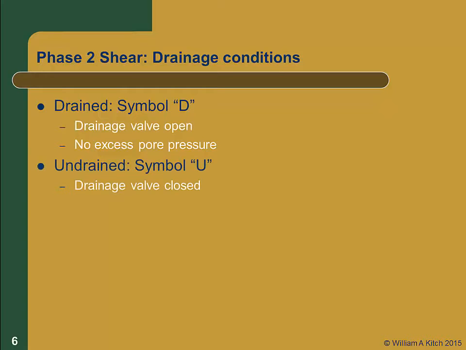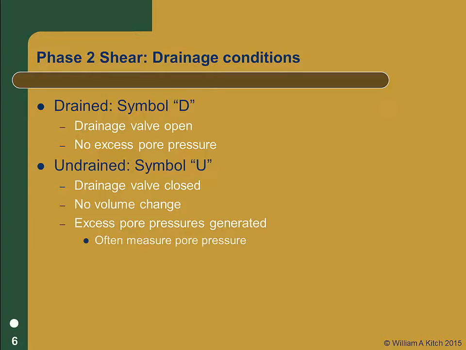If we close the drainage valve during the shear phase, we have an undrained test represented by the symbol U. There will be no volume change in the specimen in this case, and consequently shear-induced pore pressures will be generated. We commonly measure the pore pressures generated during shear. This allows us to compute the effective stress within the specimen.